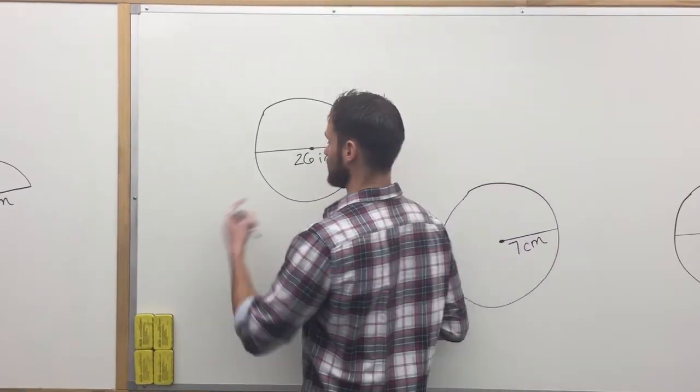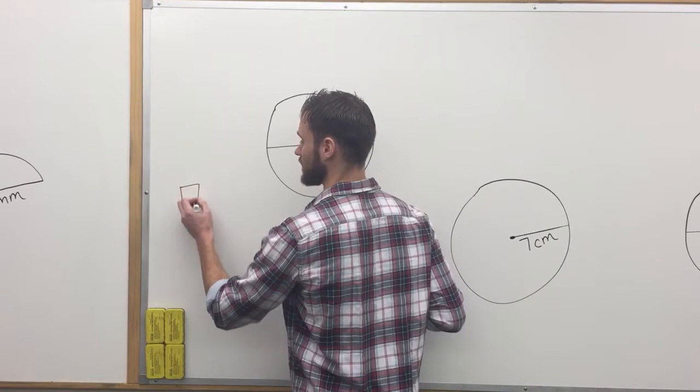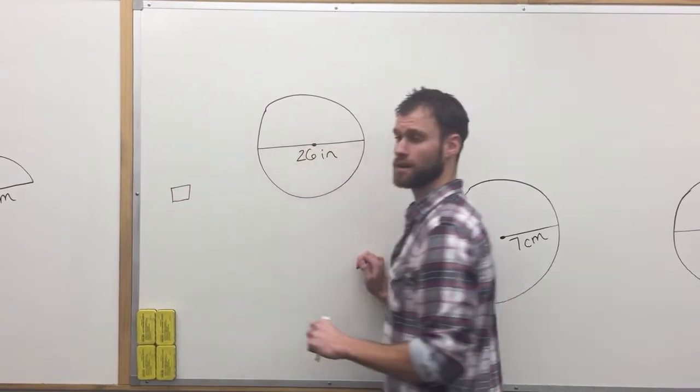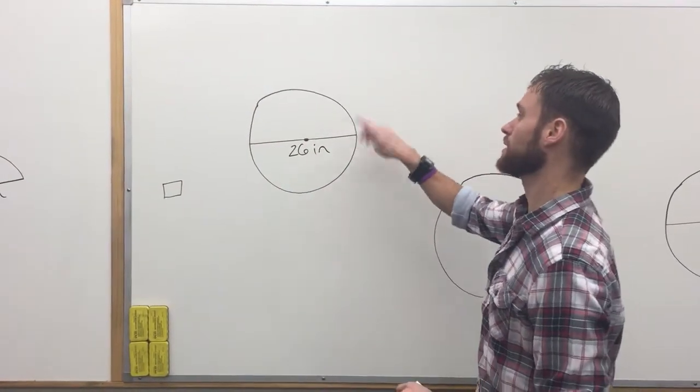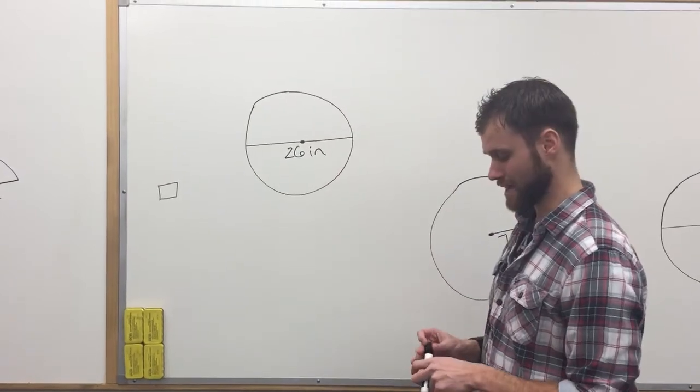And a square inch in this case would mean it'd be exactly 1 inch by 1 inch, and we're going to see how many of those would fit inside this circle exactly.